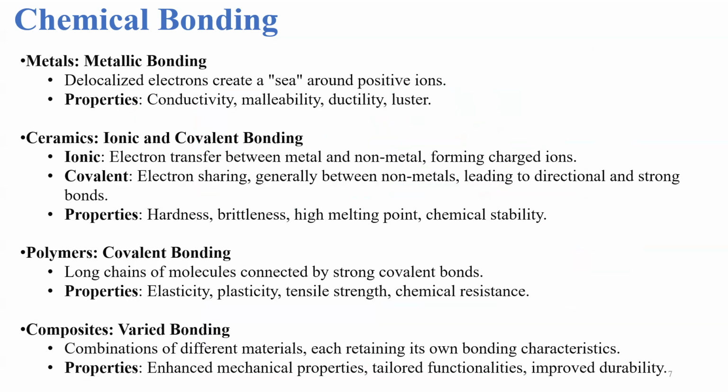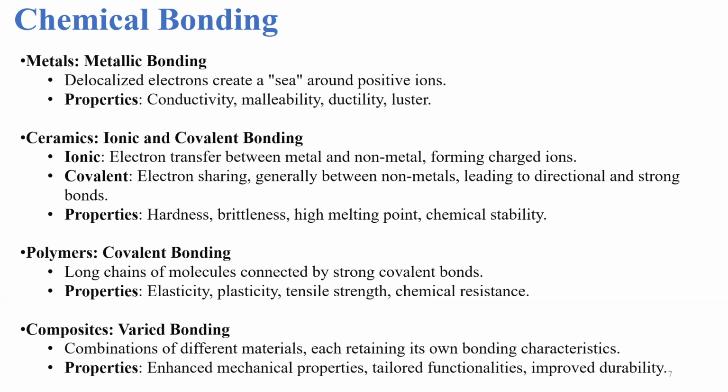Just to recap, metals have metallic bonding with delocalized electrons that form a sea or cloud of positively charged ions, which affects conductivity, malleability, ductility, and so on. Similarly, ceramics have ionic or covalent bonding. For ionic bonding, we have electron transfer between metals and non-metals, forming charged ions, and for covalent bonding, we have electron sharing between non-metals, leading to directional, strong bonds. These lead to the hardness and brittleness that are characteristics of ceramics, as well as high melting point and chemical stability.